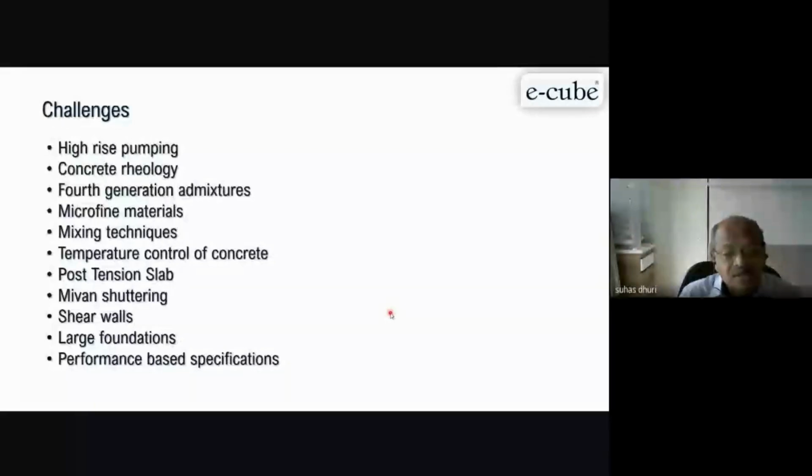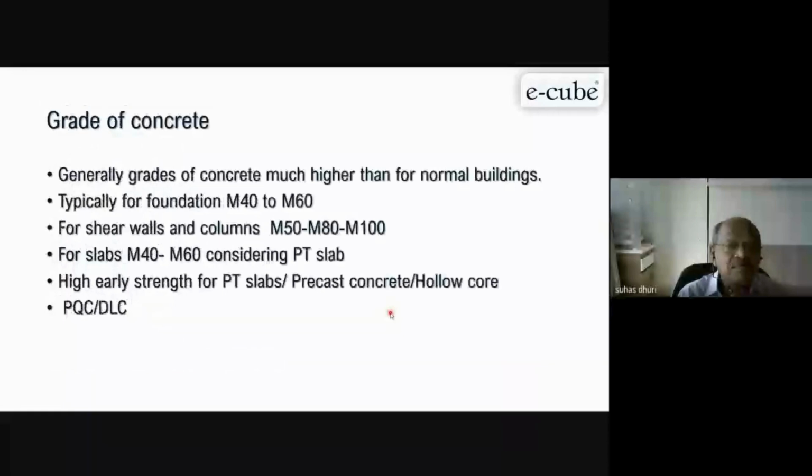Then large foundations. Now slowly we are going towards performance-based specifications rather than specifying only strength. Now, grade of concrete: you can see these are the general grades. Typically foundation M40. This is high-rise I am talking about, not normal, more than 20-story buildings. Shear walls, slabs, high early strength for PT and precast, and hollow core slabs are also available today. Then definitely PQC and DLC.